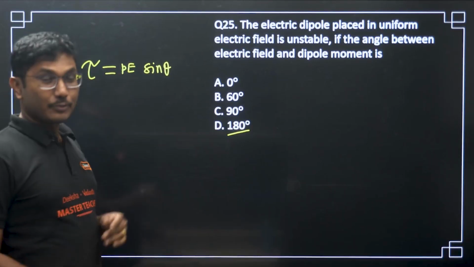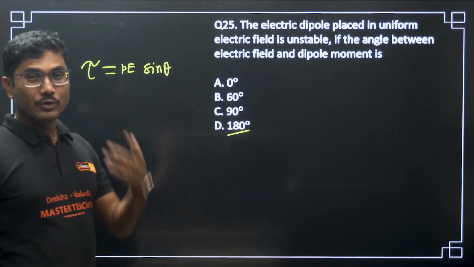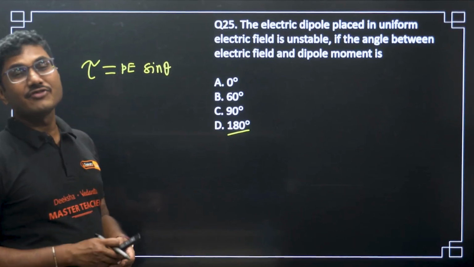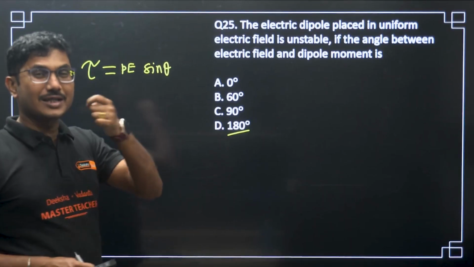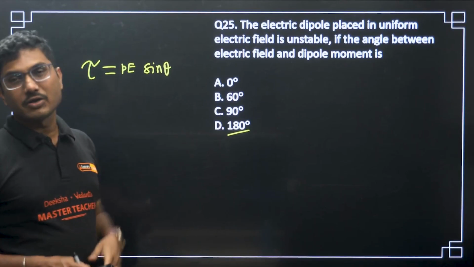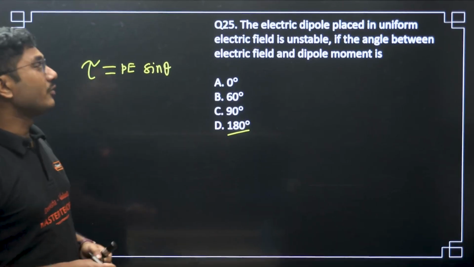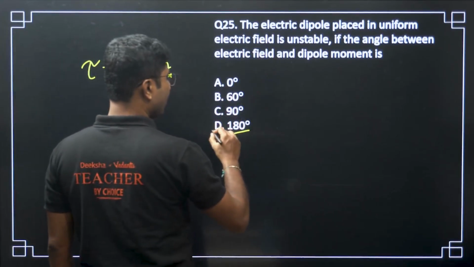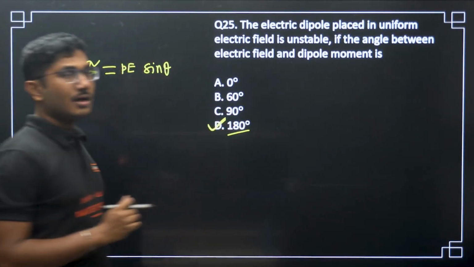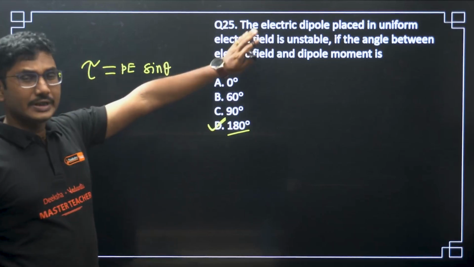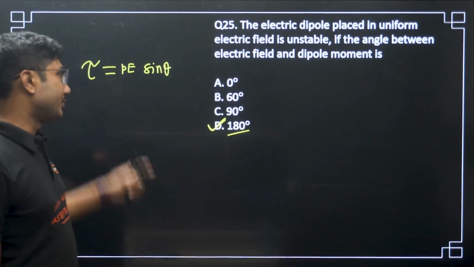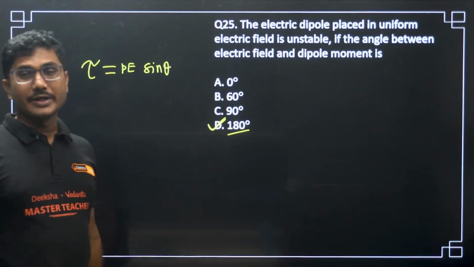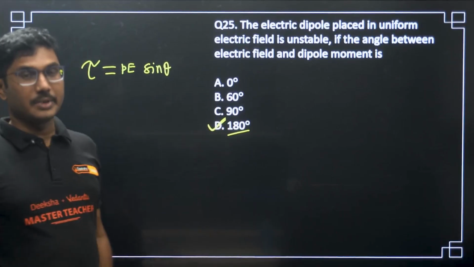At 180 degrees, even though it is an equilibrium position, it is an unstable equilibrium. If you move it just by a small angle, it will start oscillating. The question should say unstable equilibrium, so that there is no ambiguity about it. If you see the question, it will come about unstable equilibrium only. So at theta equals 180 degrees, the dipole is most unstable.